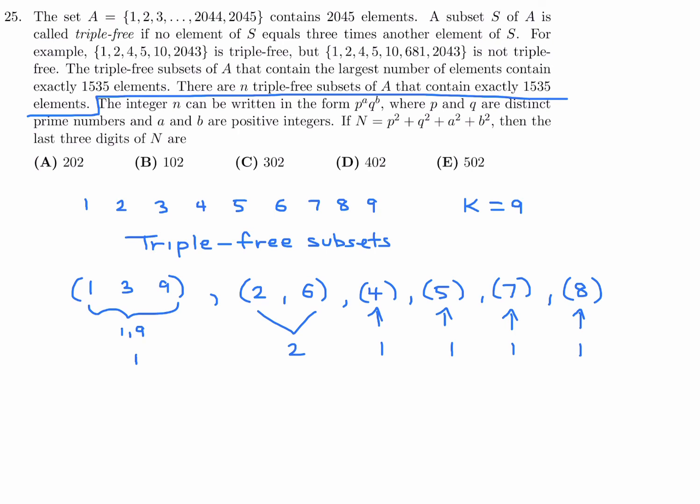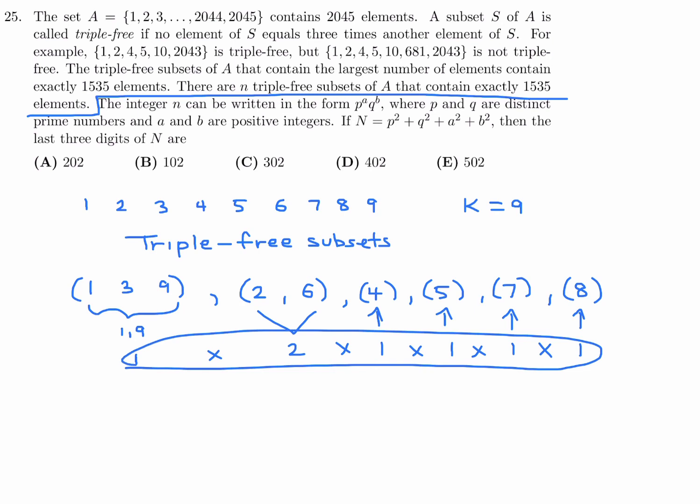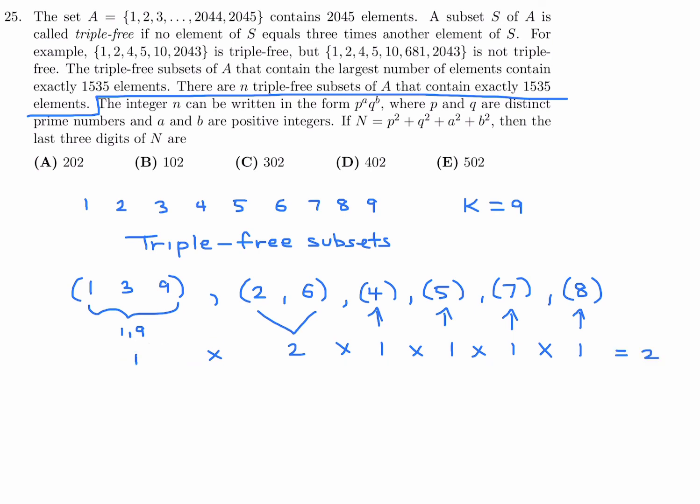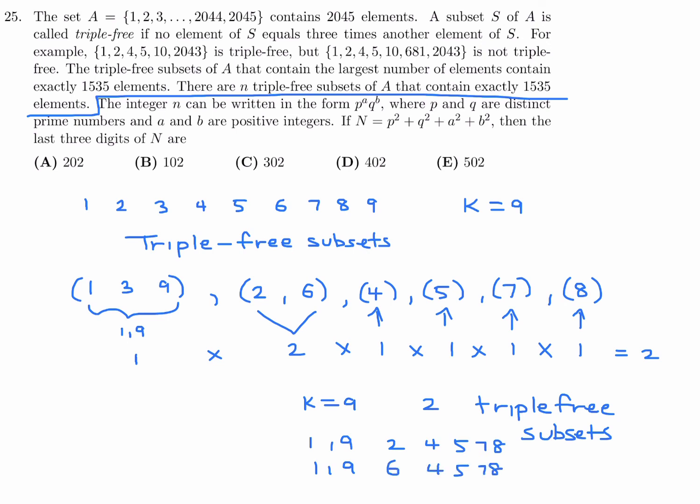So then what you do is you multiply these guys right here, and that gives you the total. In this case, it's just 2. So when k equals 9, I have 2 triple free subsets. Since there's only 2, we can just list them: 1, 9, 2, 4, 5, 7, 8, and 1, 9, 6, 4, 5, 7, 8. I didn't write them in numerical order. I'm just going by these subsets.